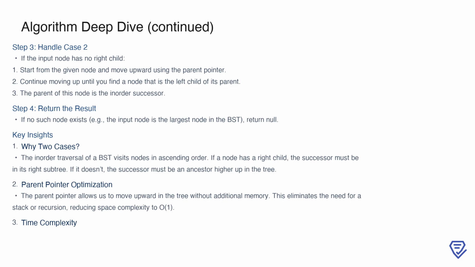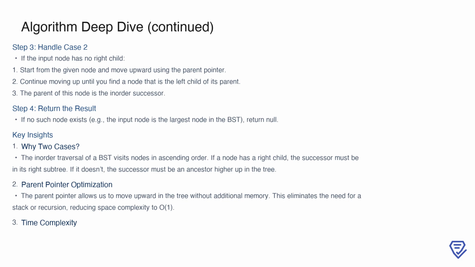Why do we need these two distinct cases? This is because of the nature of an inorder traversal in a BST. When a node has a right child, its successor must naturally lie within the right subtree. In contrast, when there is no right child, the successor is found higher up in the tree among the ancestors. The parent pointer plays a critical role here, allowing us to traverse upwards in the tree without any additional data structures. This eliminates the need for recursion or an external stack, making the solution space-efficient with an O(1) space complexity.